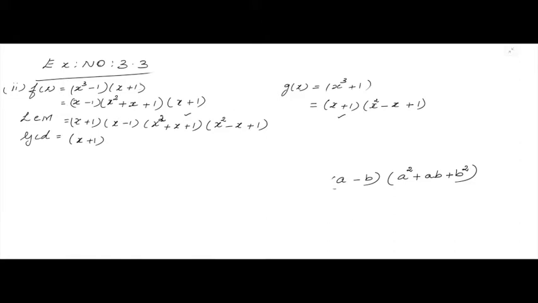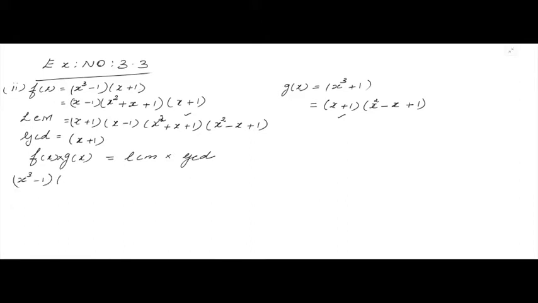We got the LCM and GCD. Now we have to verify it. That is, f of x into g of x is equal to LCM into GCD. F of x is x power 3 minus 1 into x plus 1, into g of x is x power 3 plus 1.